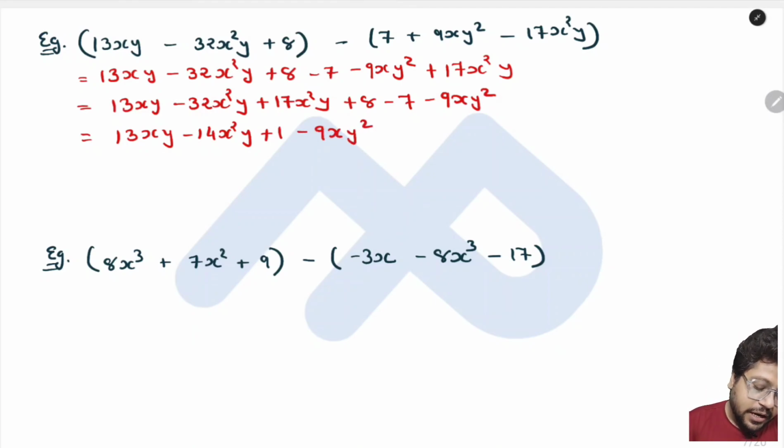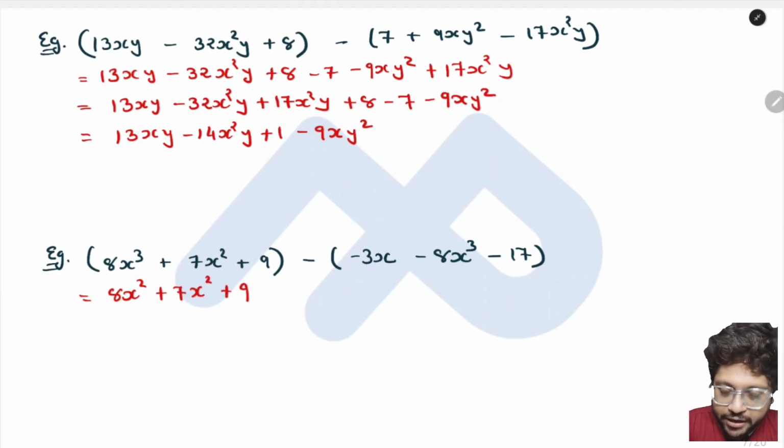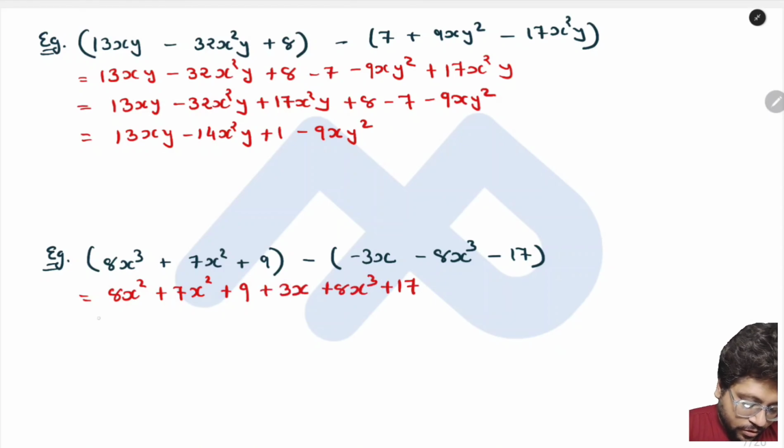Clear? Let's see another example. Let's quickly open that. First expression, all the terms will remain as it is without changing any sign, because there is no sign before the bracket, it is considered as positive. And all the signs from the second bracket will change, and all are negative, so they all will become positive. Positive 3x, positive 8x cube, and positive 17.